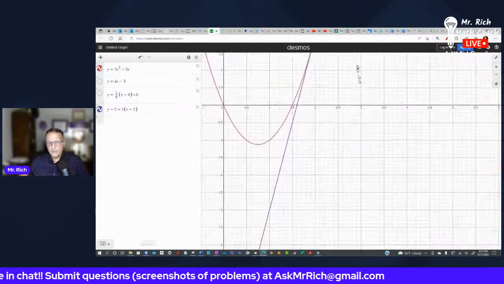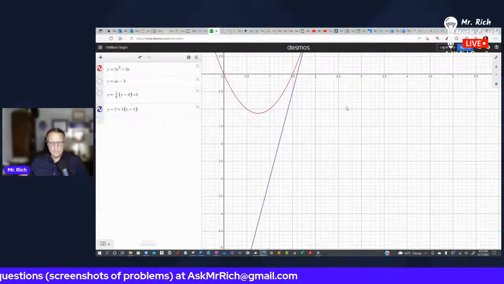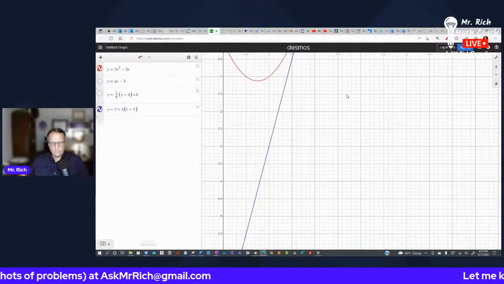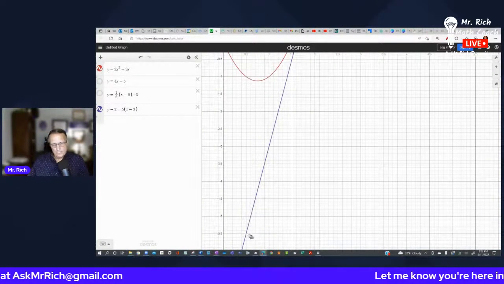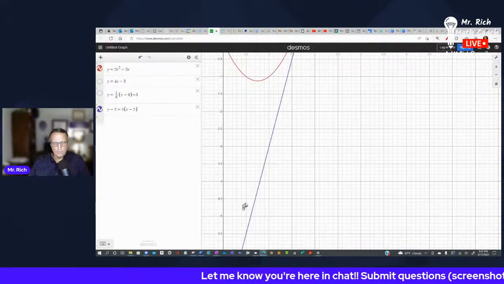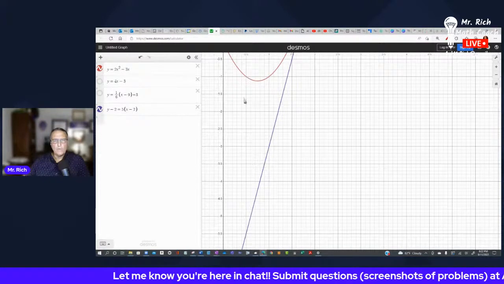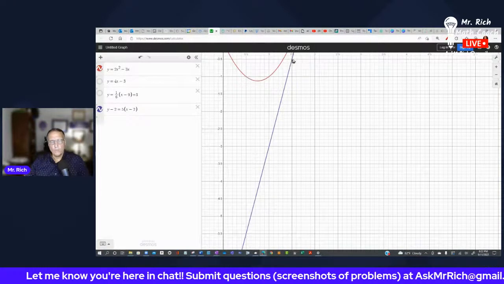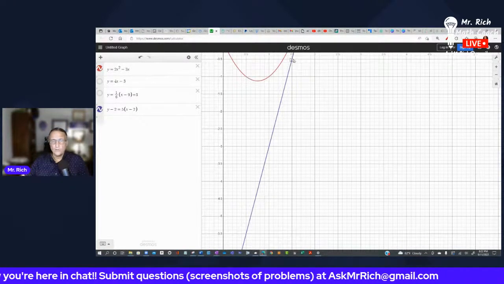And how do we know it has a slope of 5? Well, let's test it out right here. So you can see this passes through, it looks like, 0.5, negative 5.5. So if we go up 1, 2, 3, 4, 5, and we go over 1, you'll see that it does indeed have a slope of 5.